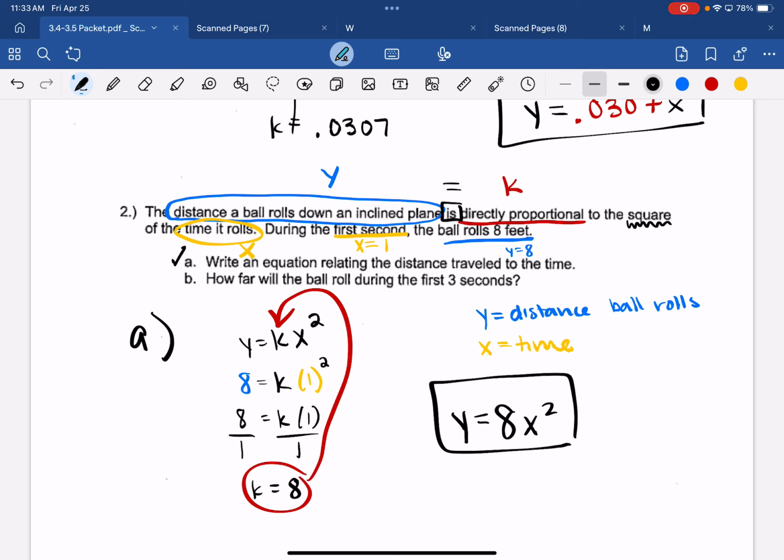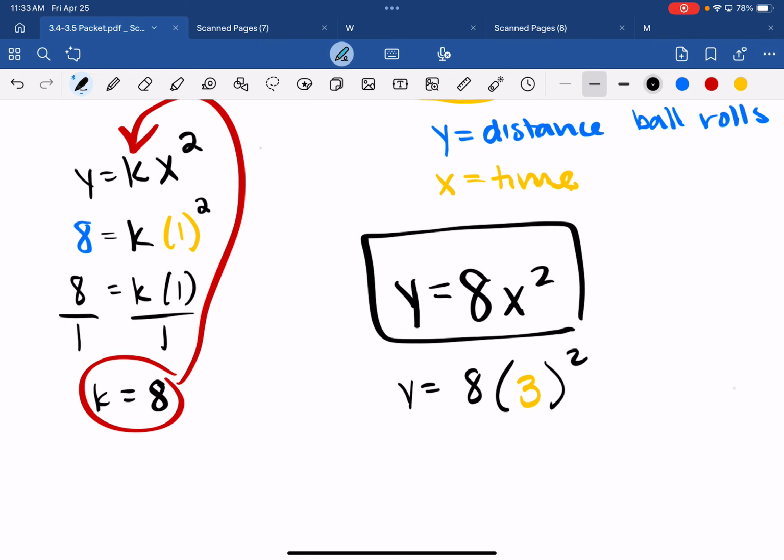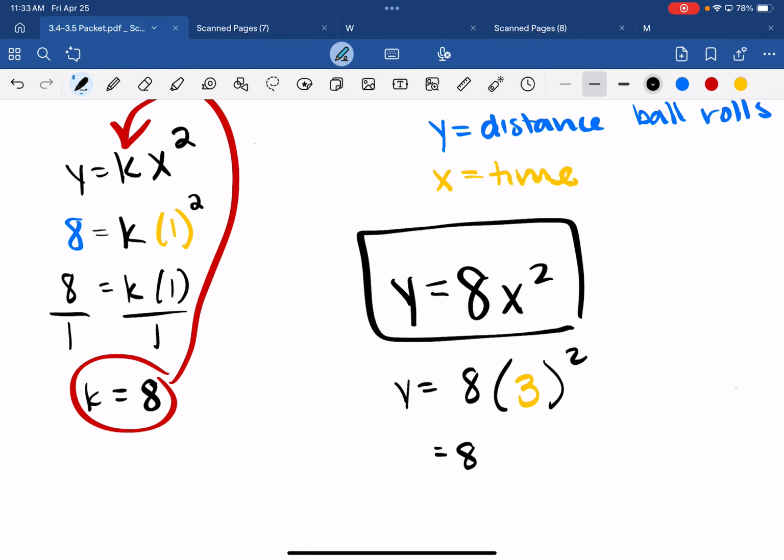Part B is always just going to be using our model now. So it says, how far will the ball roll during the first 3 seconds? Okay, so I'm giving you 3, and that's talking about what variable again? X. Yeah, so let's plug a 3 in for X. So I've got y equals 8, plug a 3 in squared. So it becomes a 9, and we get 72.